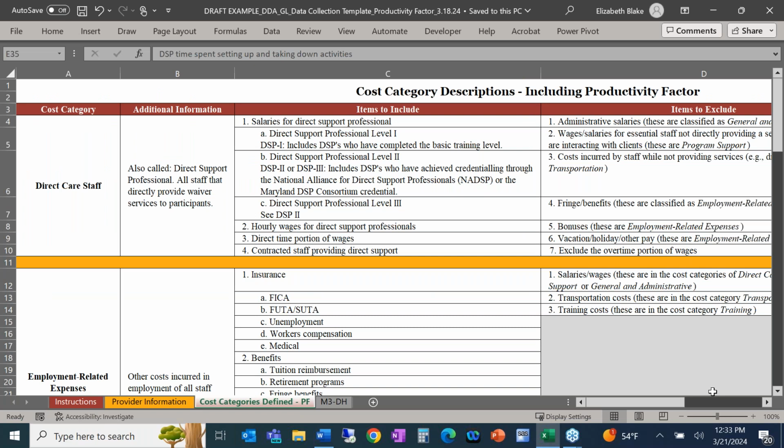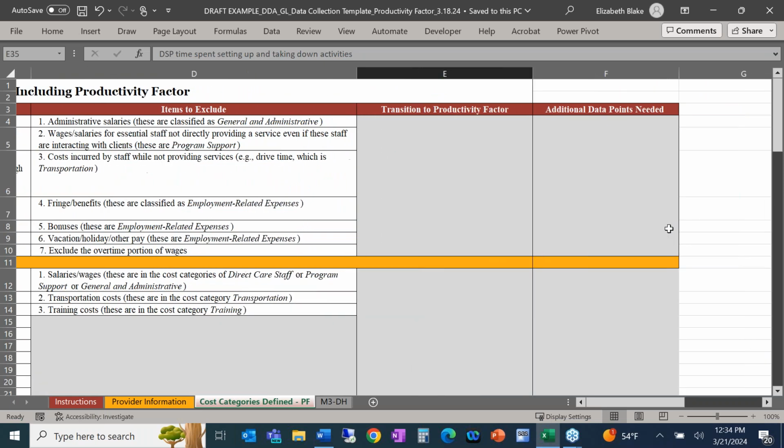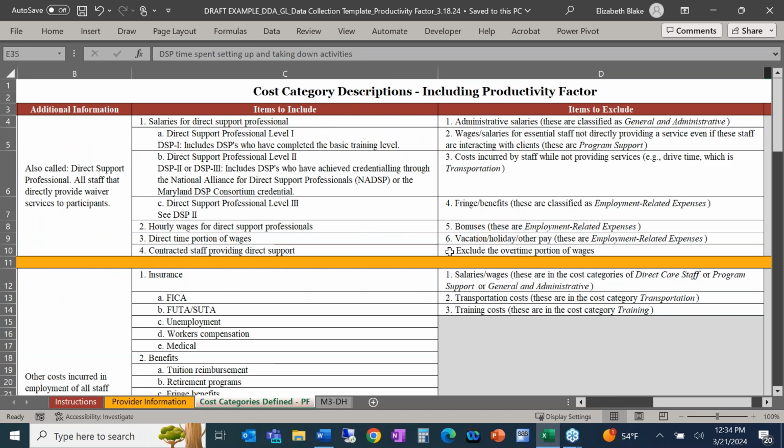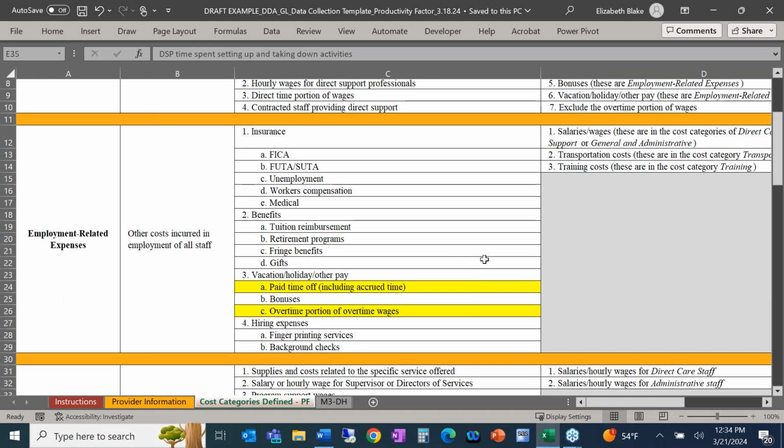Moving on to the cost category description table. This tab is going to be really important for you to refer to when you're completing your template. We go through each of the cost categories and define it, as well as provide some examples of items to include and items to exclude, as well as things that we're going to be transitioning to the productivity factor table, and then additional details on data points that are needed. As Marianne showed you, some of these are going to be highlighted in yellow, and these items are the ones that we want you to transition to the productivity factor table.